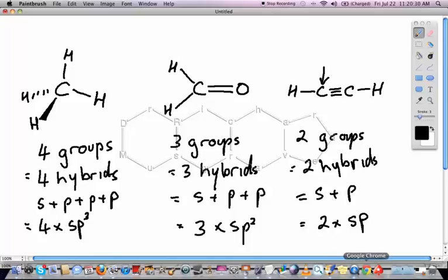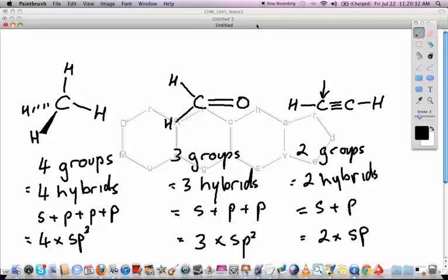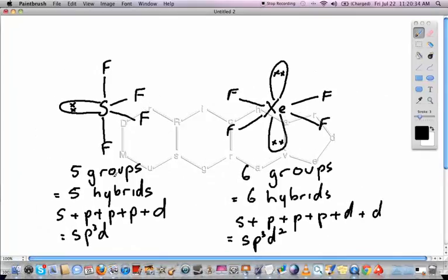Alright, let's take a look at another couple of examples, a little bit more complicated now. Let's say we've got this compound here, which is SF4. It's got 5 groups around it. Remember that the lone pair is a group. It takes up space and needs to be accounted for in the hybrid orbital structure. We've got 5 groups around the central atom of sulfur. That means we need 5 hybrids.